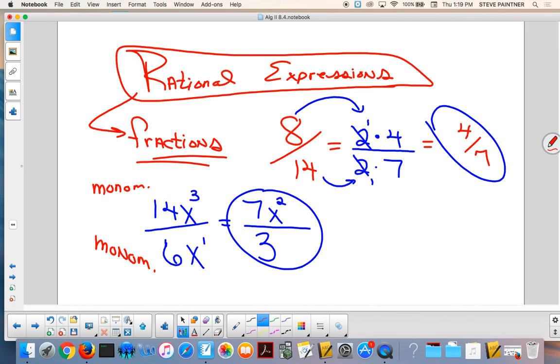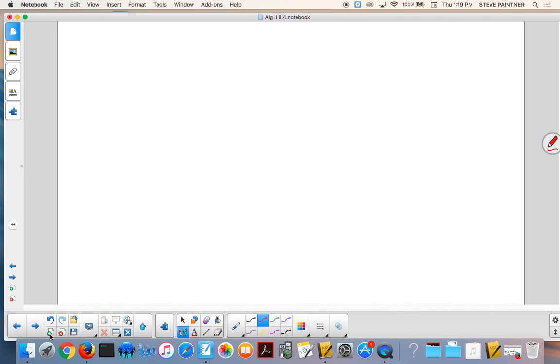Some people get confused. They think this is 2 terms. 14 is a term. X cubed is a term. It's not. Got to have a plus or a minus in the middle. So the only thing you can do today is take a monomial and divide by a monomial, or a binomial with a binomial. Now that's when things get tough. Here we go. What about binomial with binomial?